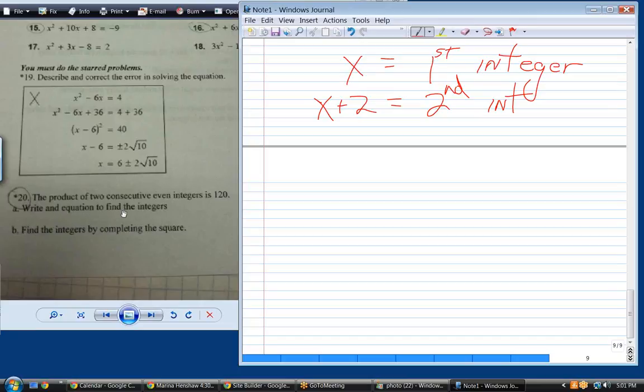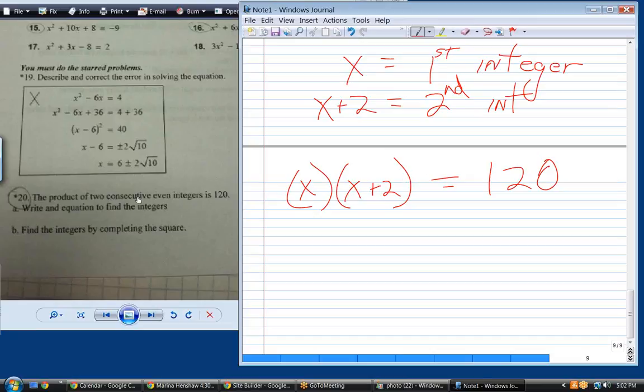Write an equation to find the integers. So what would that equation look like if the product of these things is equal to 120? I don't get it. Okay. If I say the product of two things, I mean one thing multiplied by another thing. So when they say the product of these, they mean x times x plus 2 equals 120. That's what that word sentence comes to in an equation.